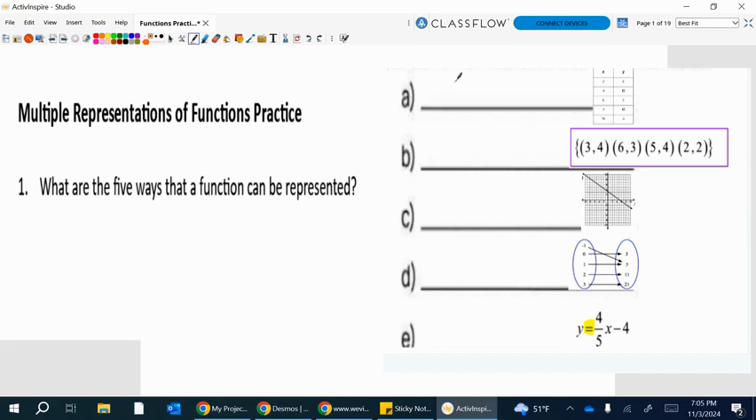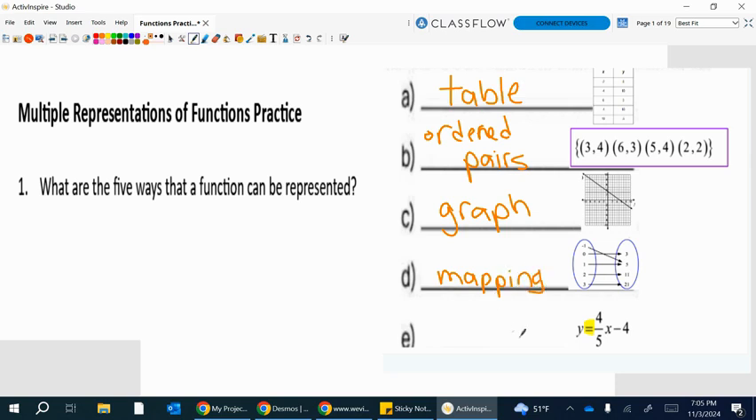The first way is with a table. The second way is ordered pairs. Sorry, that's an R. Letter C, we're going to go ahead. The third way is a graph. The fourth way, this is called mapping. And finally, we can represent a function with an equation. And you can have this in any order on your paper.